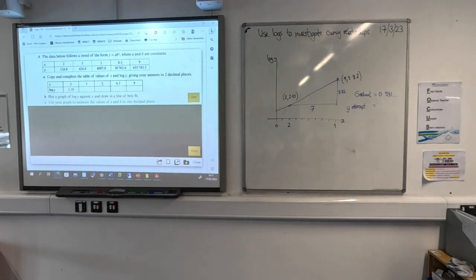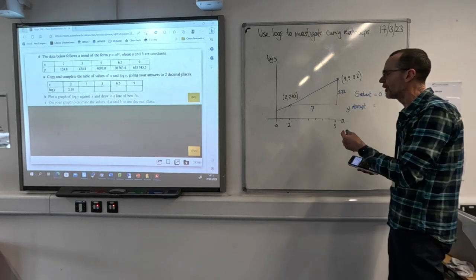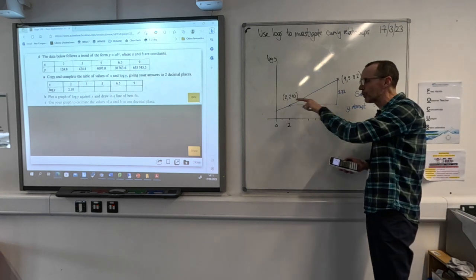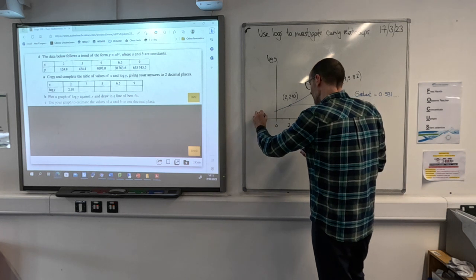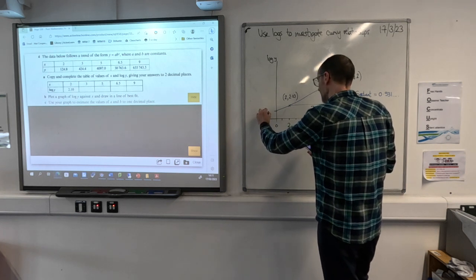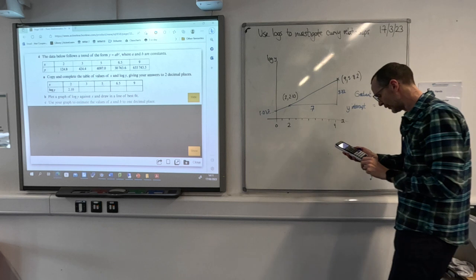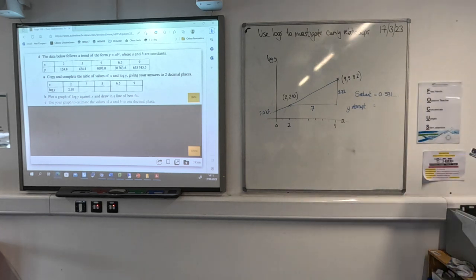So I get gradient of 0.531 blah blah blah, which I've stored, and that's how far it goes up for every 1 unit along, so I just took away 2 lots of that to work out what this value was going to be. I get 1.037, so I'll store that in C, that would make sense, wouldn't it?